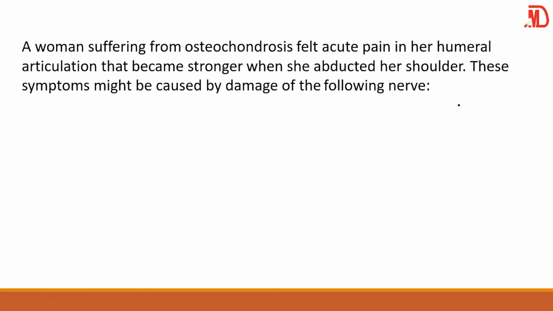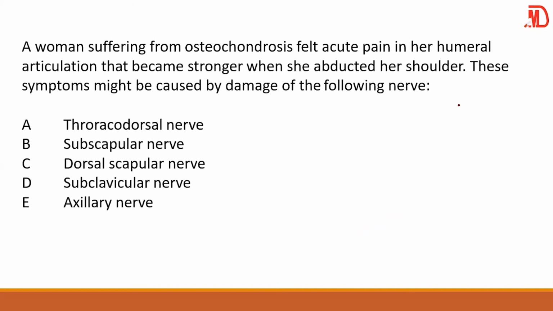A woman is suffering from osteochondrosis. She felt acute pain in her left humeral articulation. That's your shoulder area. That became stronger when she abducted her shoulder. Again, abduction means the ability to move your hand away from your body, laterally. Now, these symptoms are caused by the damage of the following nerve.